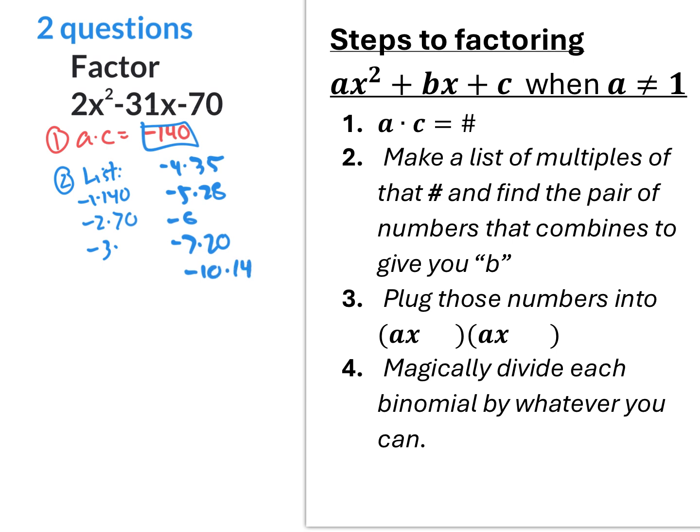Anyway, those are all the possible combos of multiplying numbers together. By the way, I think the final exam also has the same C value, so you're going to have to come up with this list also. Okay.